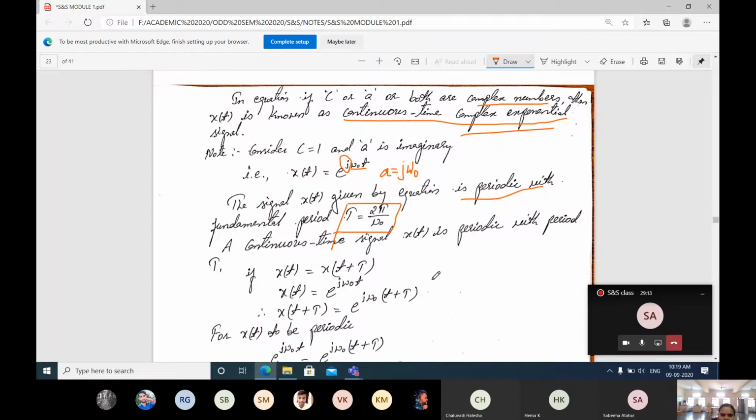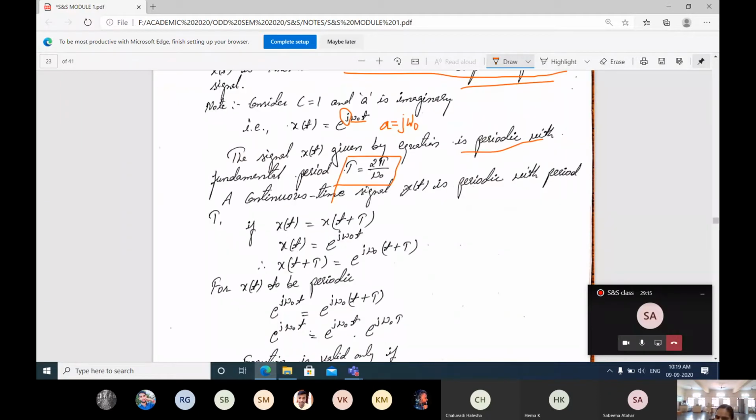Then, when a system is periodic, what is the equation? That is x of t is equals to x of t plus capital T. What is our x of t from this equation?